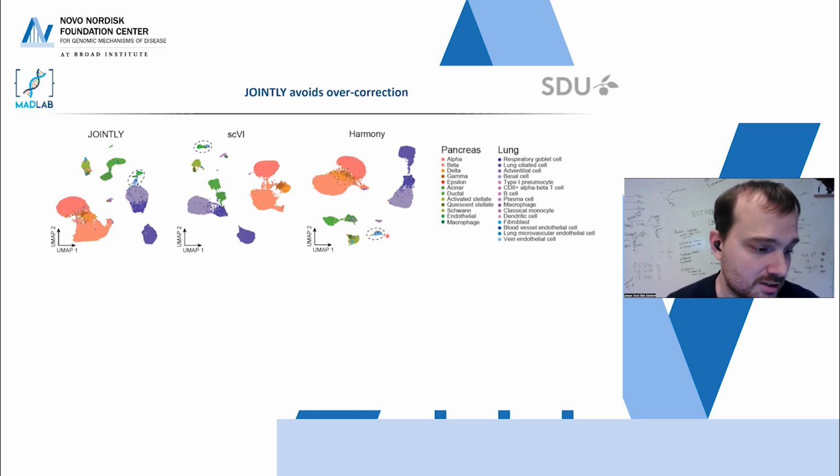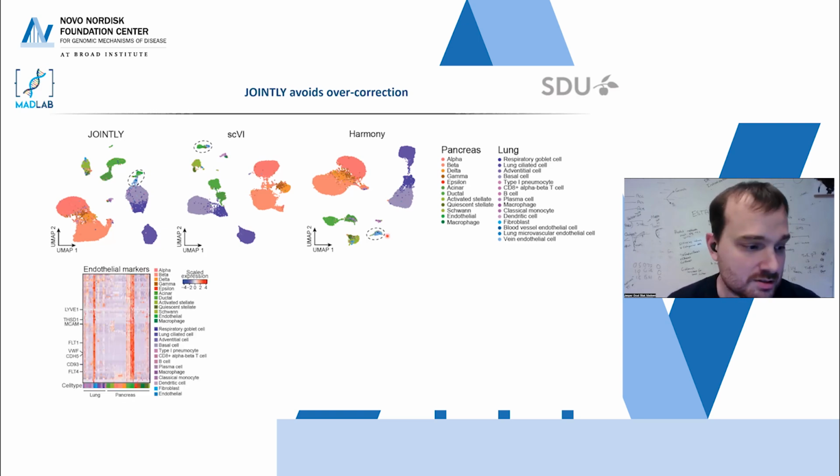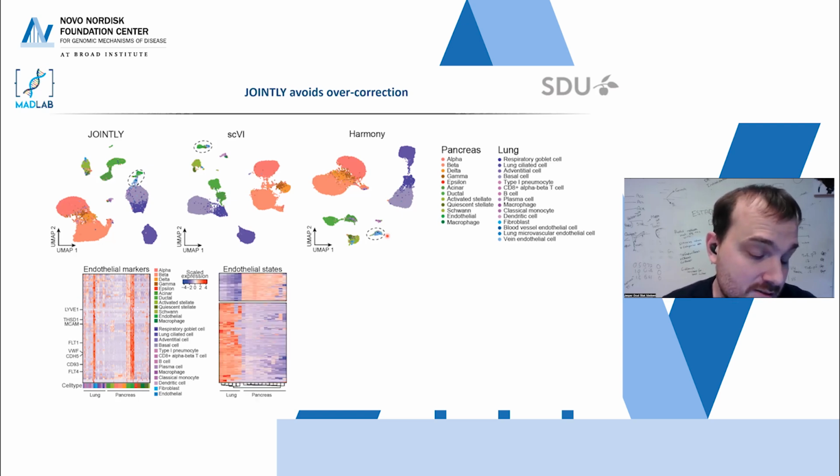So we looked closer into that, and what we noticed was that both types of endothelial cells are definitely bona fide endothelial cells. They have high expression of canonical endothelial cell markers, but they are actually also quite distinct. So there's a large group of marker genes that are specific for the lung endothelial cells, and also a large group of markers that are specific for the pancreas endothelial cells.